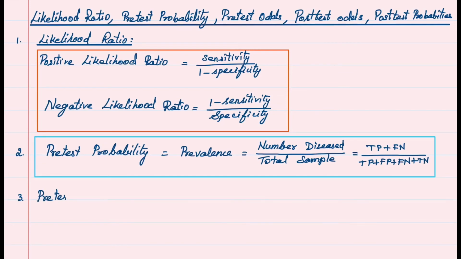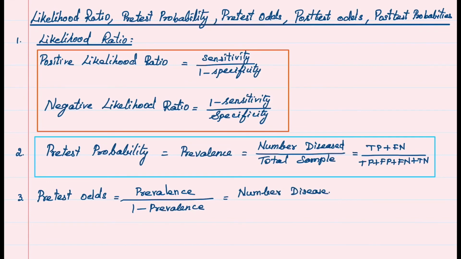Now, let us write the formula for pretest odds. It is prevalence divided by 1 minus prevalence, that is number of people those who have the disease divided by number of people those who don't have the disease. So number of people those who have the disease is TP plus FN, and those who don't have the disease is FP plus TN. If we substitute prevalence formula and take LCM and simplify, the denominators will get cancelled and we get TP plus FN divided by FP plus TN.